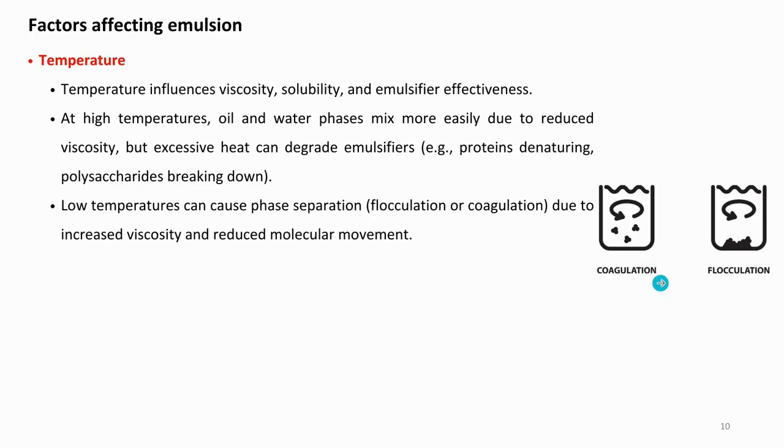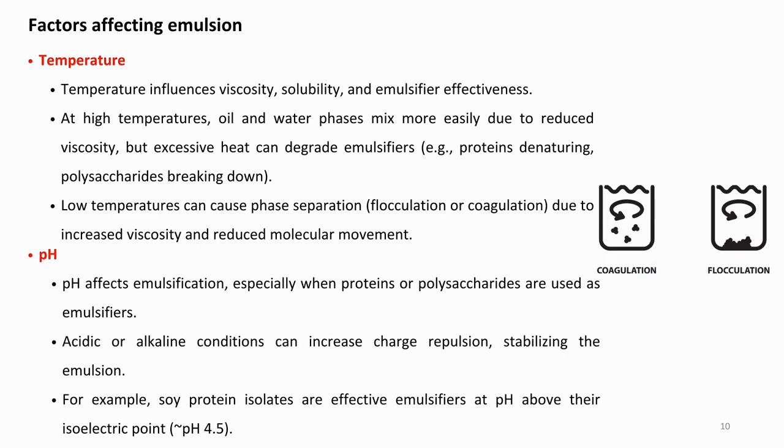So now let us see what are the factors affecting emulsions. Mainly temperature. Temperature influences viscosity, solubility, and emulsifier effectiveness. At high temperature, oil and water phases mix more easily due to reduced viscosity. But excessive heat can degrade emulsifiers, for instance, protein denaturation, polysaccharide breakdown, etc. So excessive heat or temperature definitely affects the emulsification. On the other side, lower temperature can cause phase separation, that is flocculation or coagulation, due to the increased viscosity and reduced molecular movement.